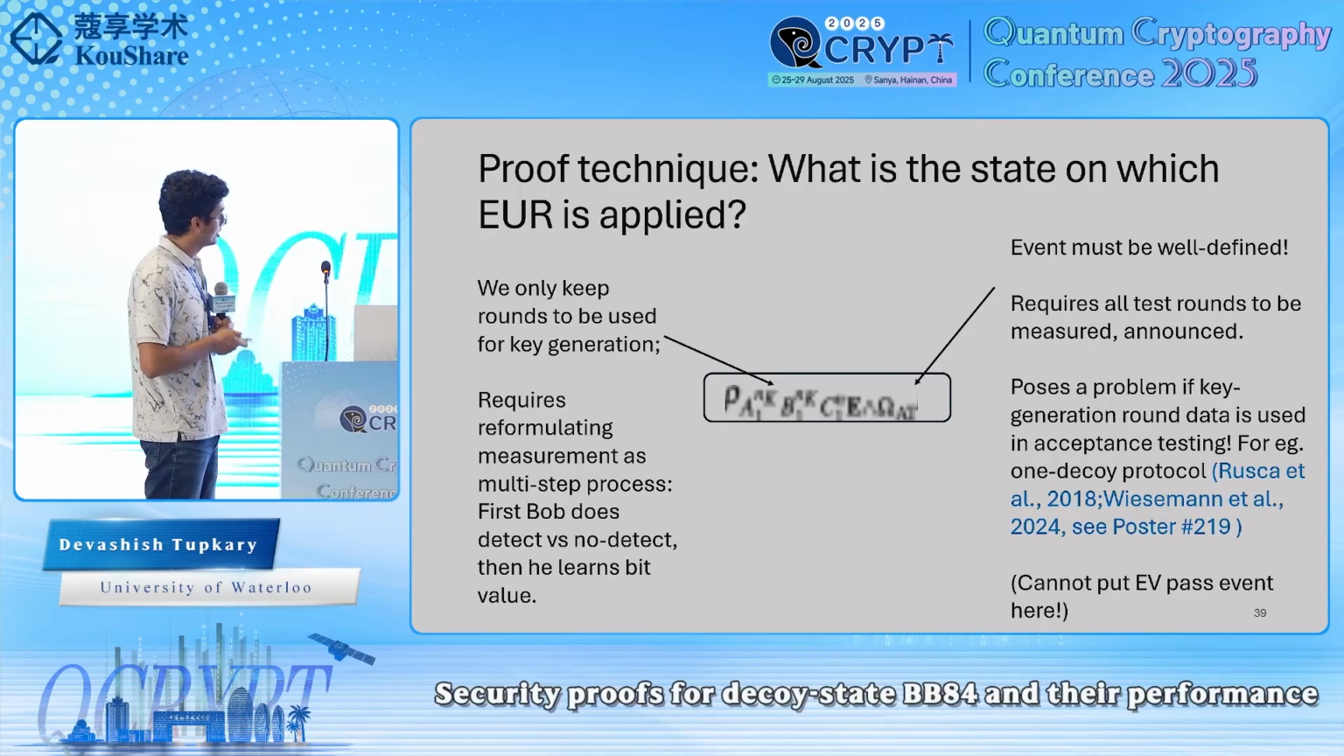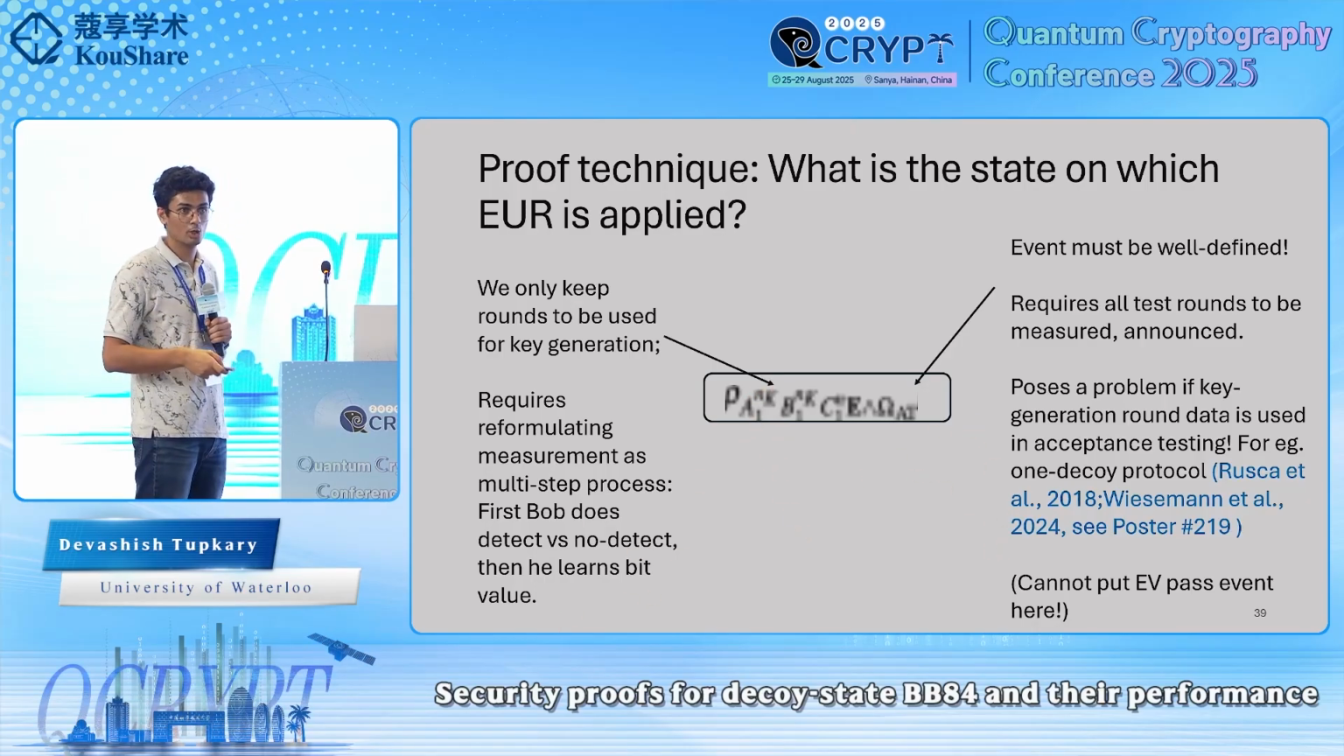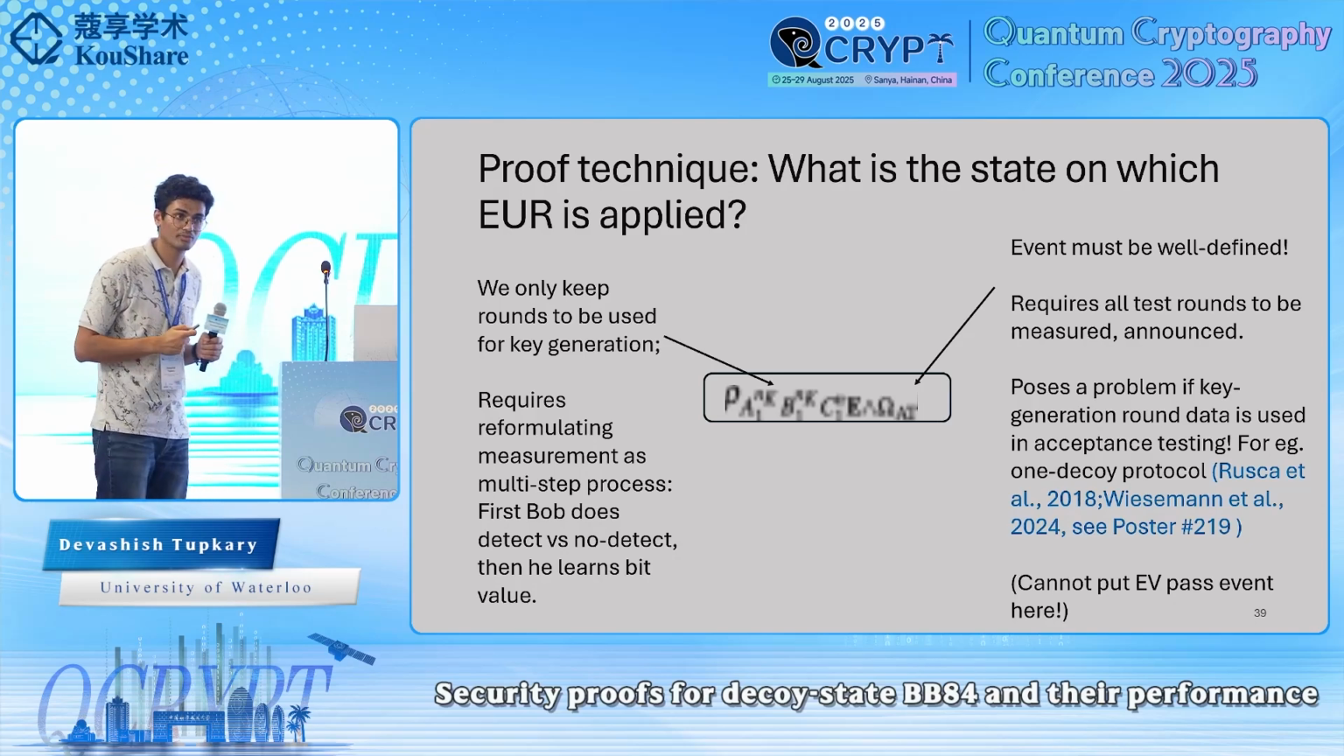For instance, you can't put the error verification event in here, because in order to put that in here, you have to make Alice and Bob measure in the Z basis all their key generation rounds. And if they have measured in the Z basis already, then you can't talk of virtual measurements in the X basis when you apply the EUR state.